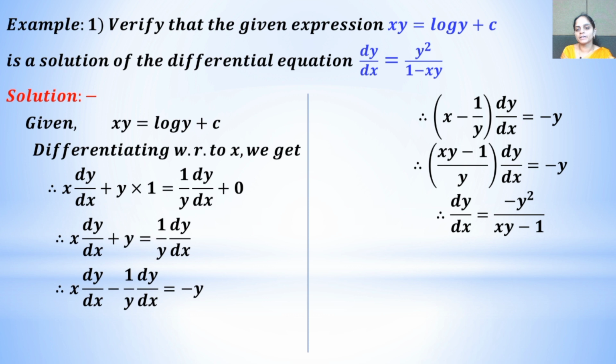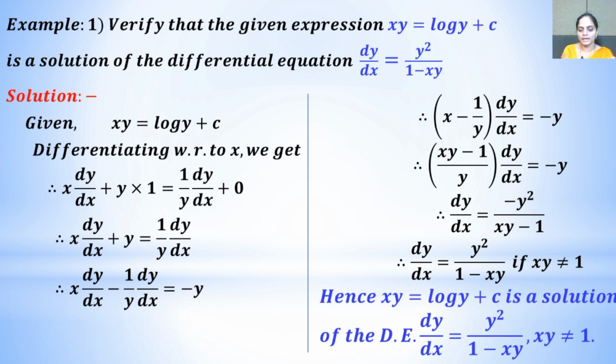Now we multiply numerator and denominator by minus sign in the RHS. We get dy by dx is equal to y square divided by 1 minus xy, if xy not equal to 1. Hence, xy is equal to log y plus c is the solution of the differential equation dy by dx is equal to y square divided by 1 minus xy, where xy not equal to 1. Hence verified.